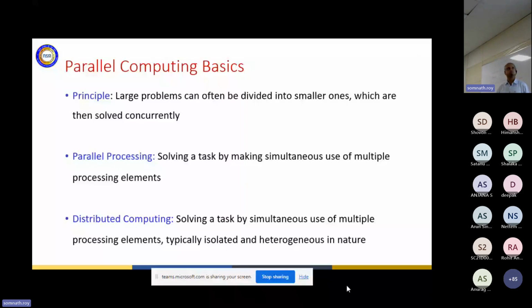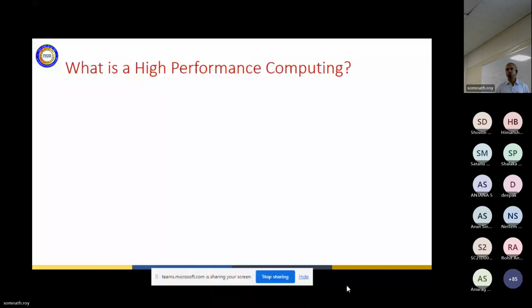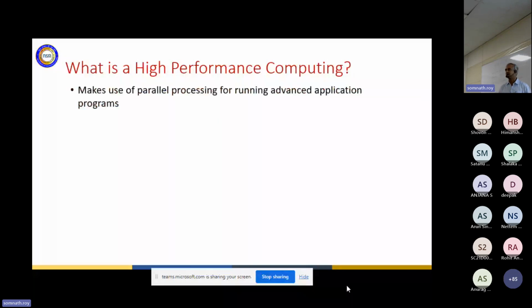Now comes the term high performance computing. I already explained where you use HPC, but the underlying principle of HPC is parallel processing, and you will use it for running advanced applications. I have already mentioned that for small problems you don't come to HPC. HPC is not a magic pill where you use it with a serial program and it runs fast. No, it's not like that. You have to write programs specifically to run on a high performance computing cluster.